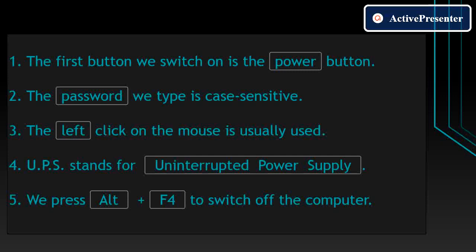The password we type is case sensitive. The left click on the mouse is usually used. UPS stands for uninterrupted power supply. We press Alt and F4 to switch off the computer.